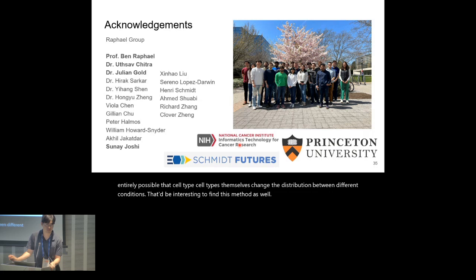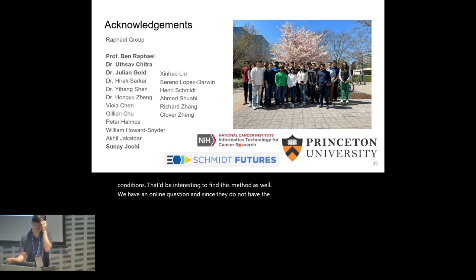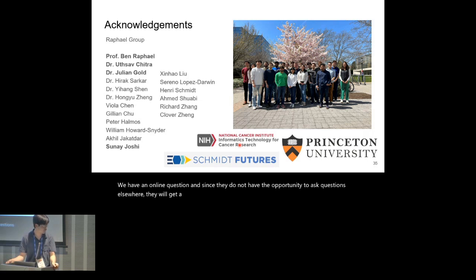We have an online question, and since they do not have the opportunity to ask questions elsewhere, they will get a preference. Ian Lee wishes to know, does the algorithm consider different cell types at different locations? Our algorithm is cell type agnostic. We don't require annotations of cell types, nor do we label cells or spots into cell type labels.